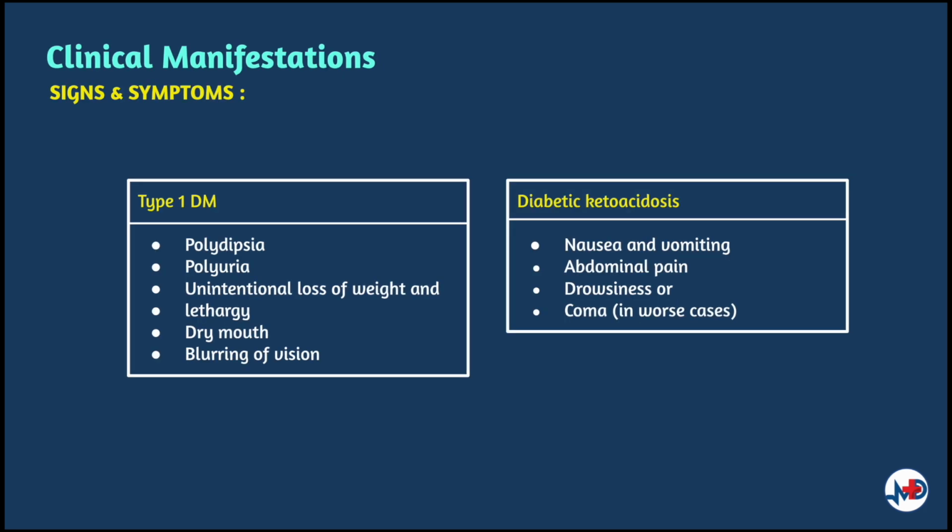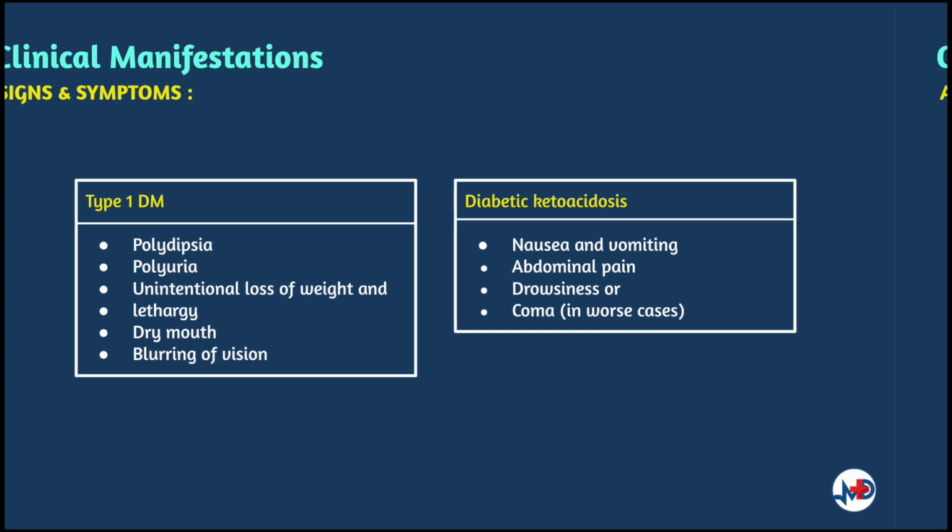Patients would complain of polydipsia, polyuria, unintentional loss of weight, lethargy, dry mouth, or blurring of vision. It is a challenge to identify these symptoms in younger children as they are unable to communicate their thirst nor quantify their toilet trips. Commonly, patients may complain of symptoms of diabetic ketoacidosis, which is a common complication in type 1 DM, where their symptoms are nausea and vomiting, abdominal pain, drowsiness, or coma.